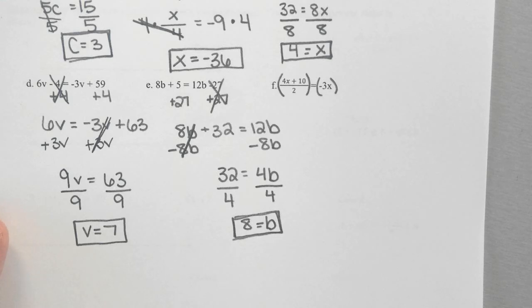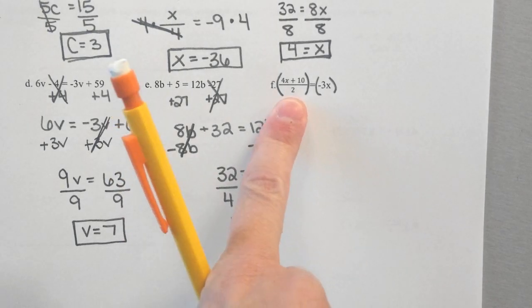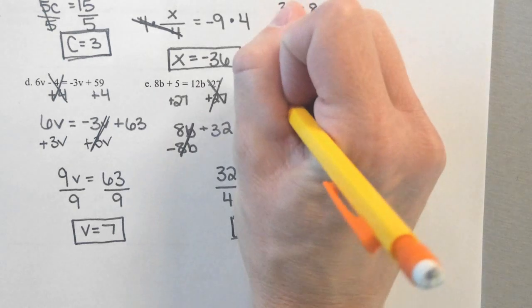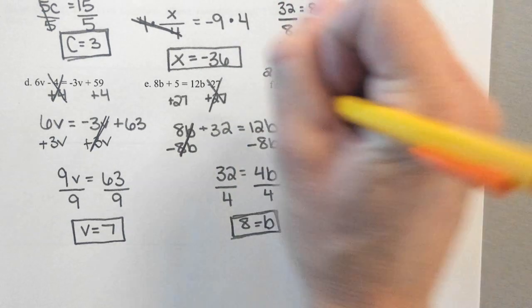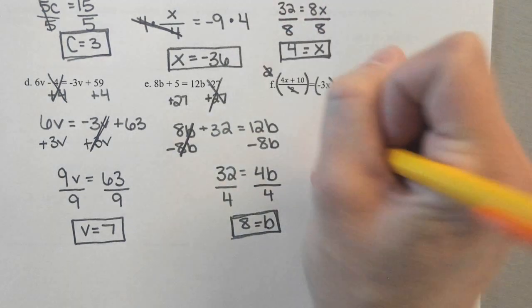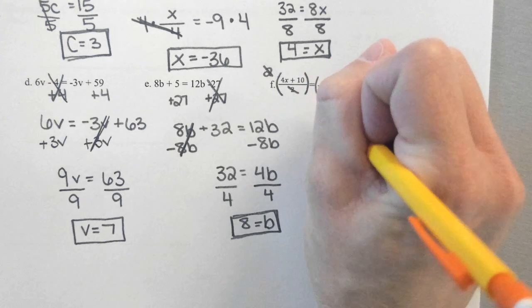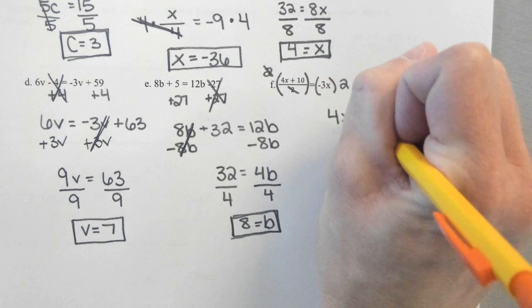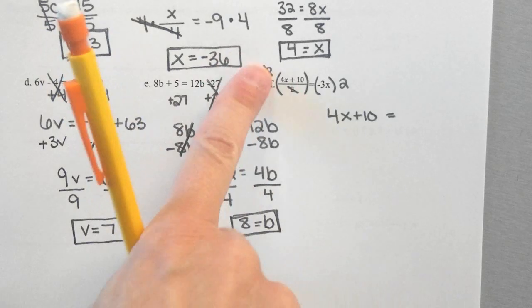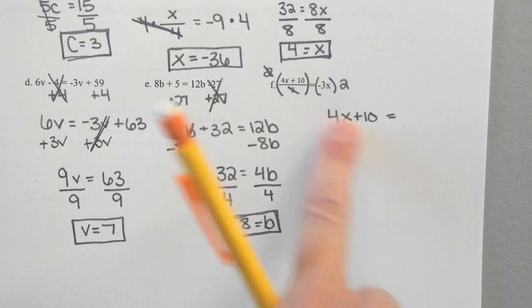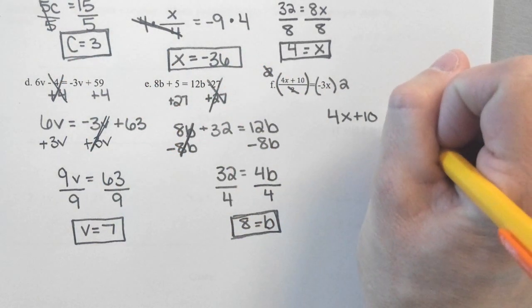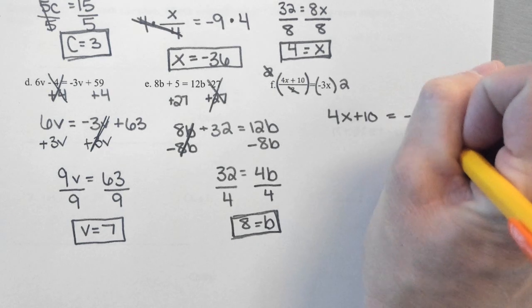Okay, so Ava, what might we multiply by to get rid of the fraction? Look at your denominator. 2. Yeah, let's multiply by 2. That's going to help me get rid of the fraction. So always multiply by what's in the bottom. So I get 4x plus 10 equals. Those 2's cancel, so I just have what was in the numerator. And on the other side, I have negative 6x.